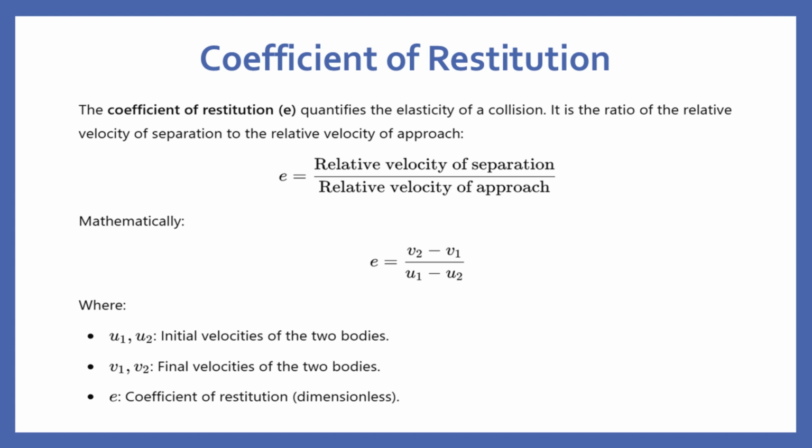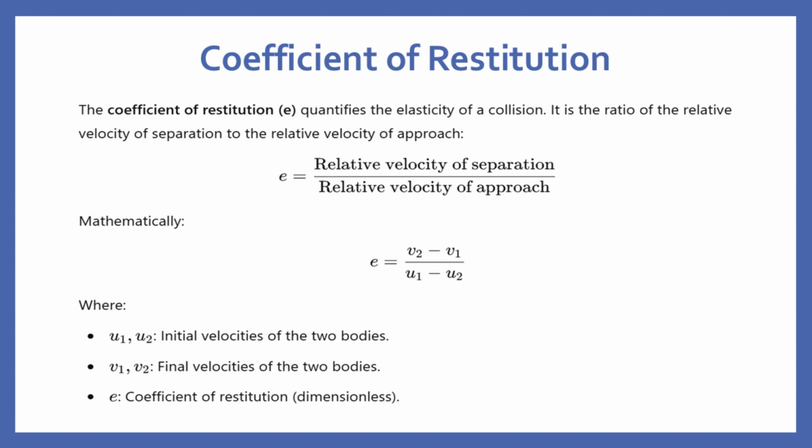Let's discuss the coefficient of restitution, a key concept in understanding collisions. The coefficient of restitution, denoted by the symbol E, quantifies how elastic a collision is. It's the ratio of the relative velocity of separation to the relative velocity of approach. In simple terms, it measures how bouncy a collision is. For instance, if two objects collide, the coefficient of restitution tells us how much of their initial speed is retained after the collision.